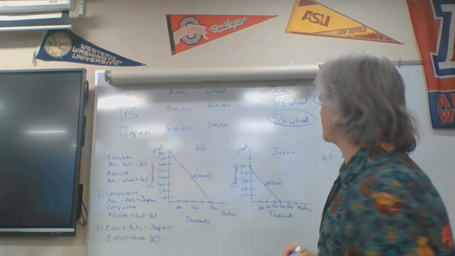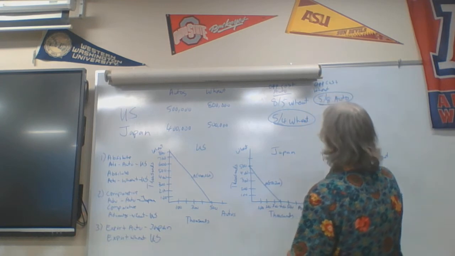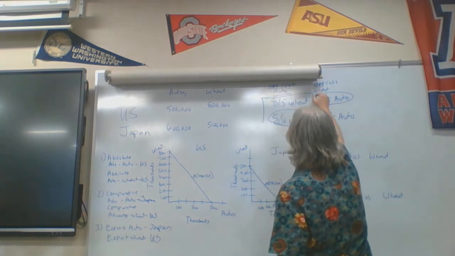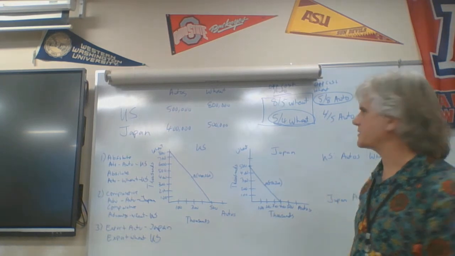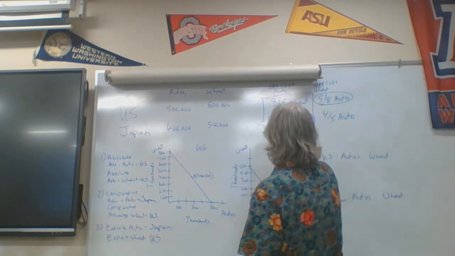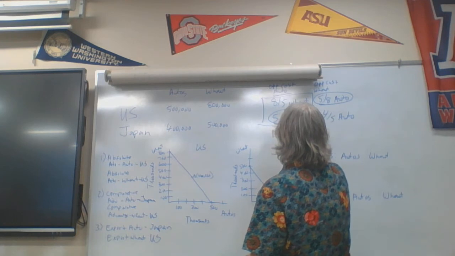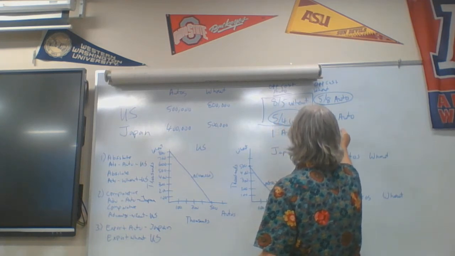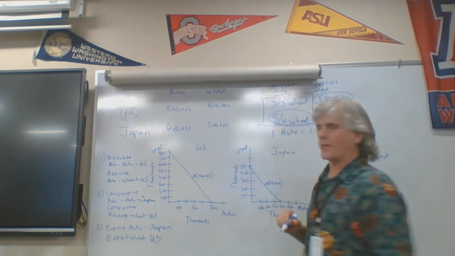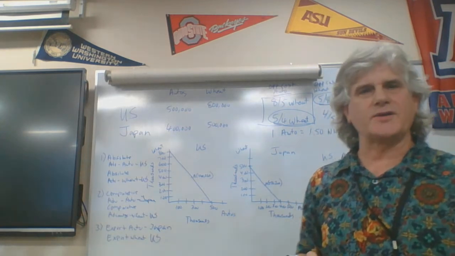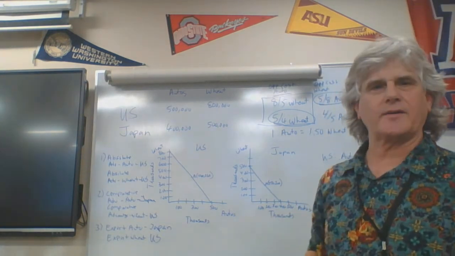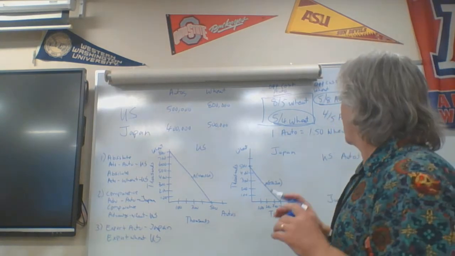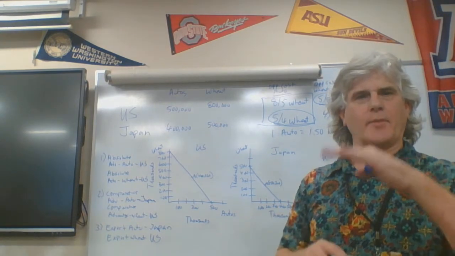Now we need to look at terms of trade. So to me, I look at this and it's one auto will equal 1.5 wheat. The range can be anywhere between one auto equals 8/5 wheat or one auto equals 5/4 wheat. So it should be a number in between them.